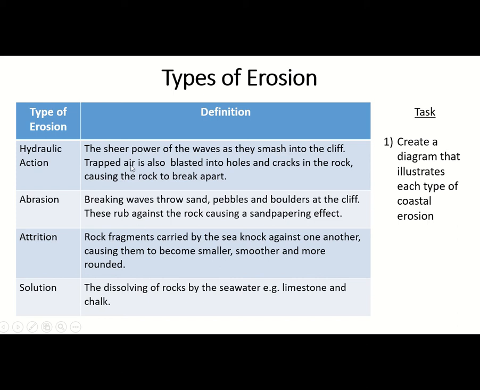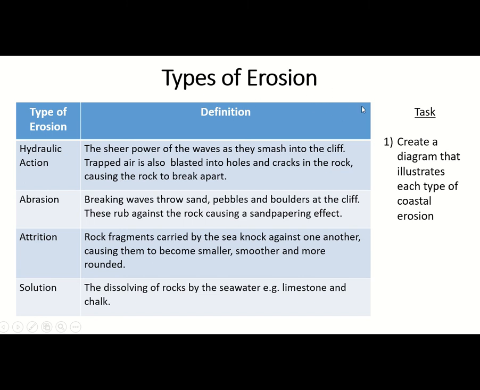So all of these different types of erosion have got one thing in common, really. They are breaking down and removing material from the cliffs or from the beach or from wherever it might be. Okay, so these are all types of erosion, and that's what makes erosion. It breaks down and removes material.